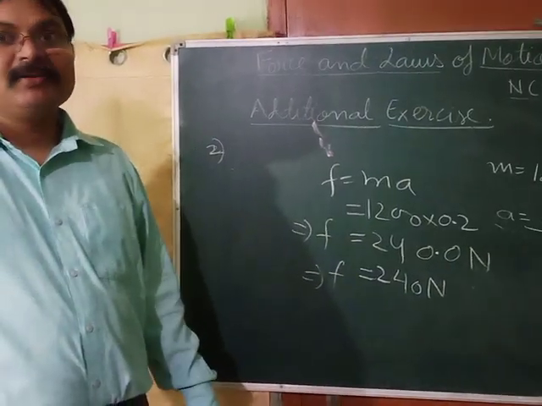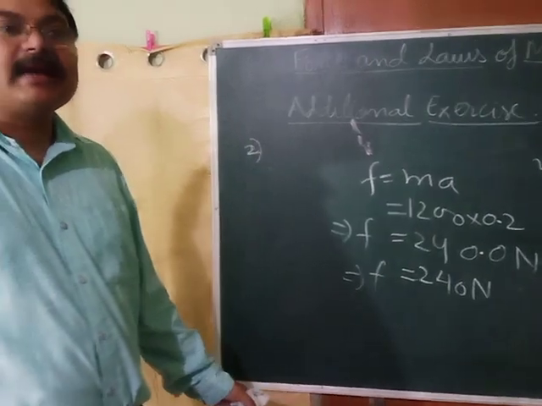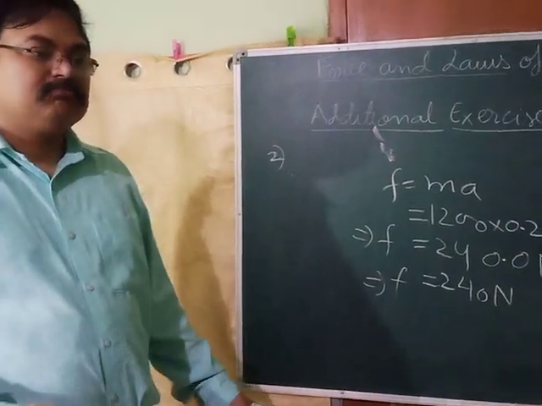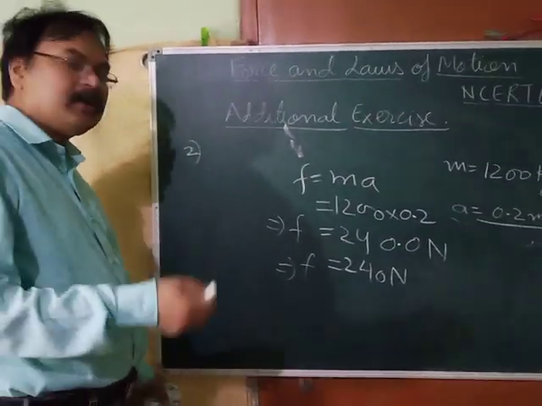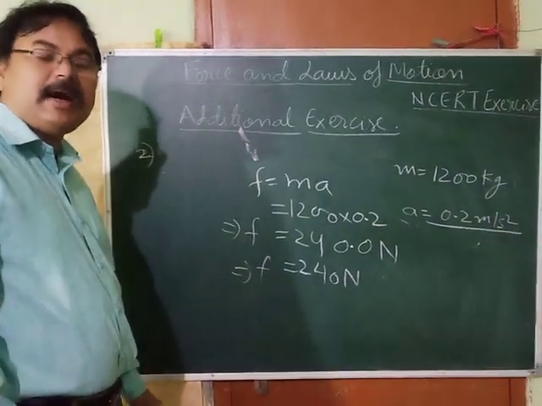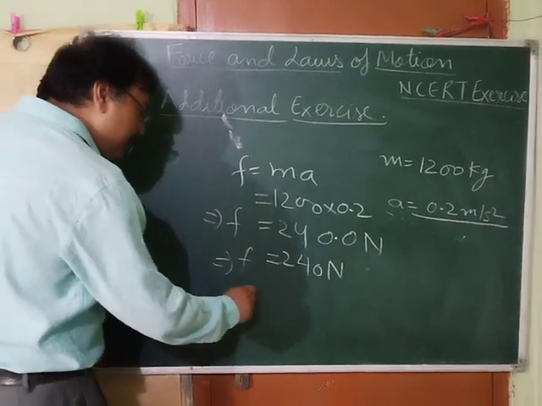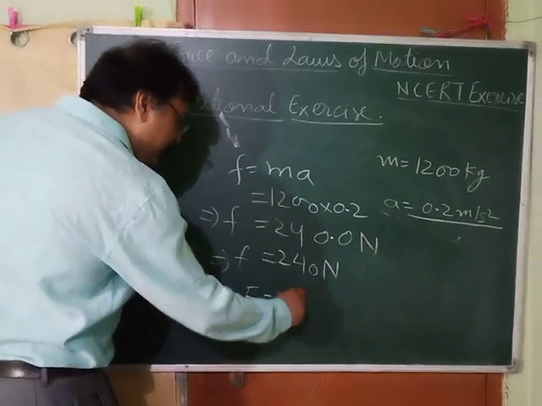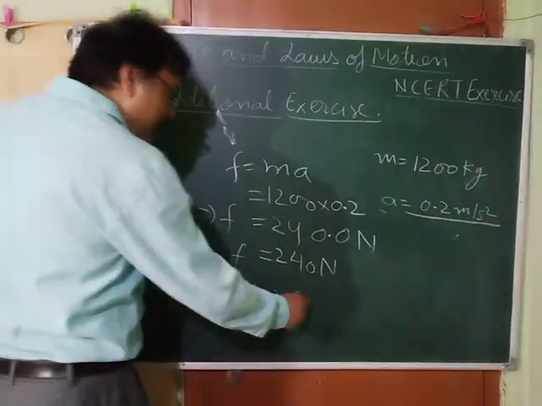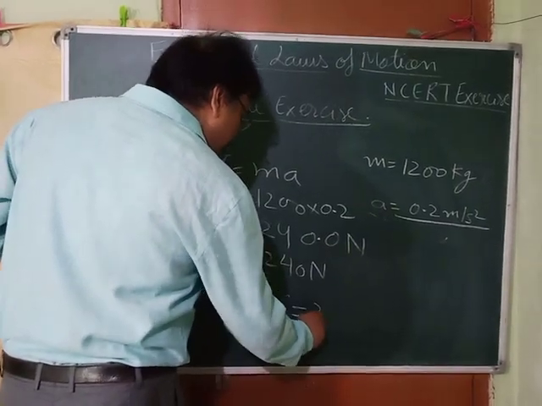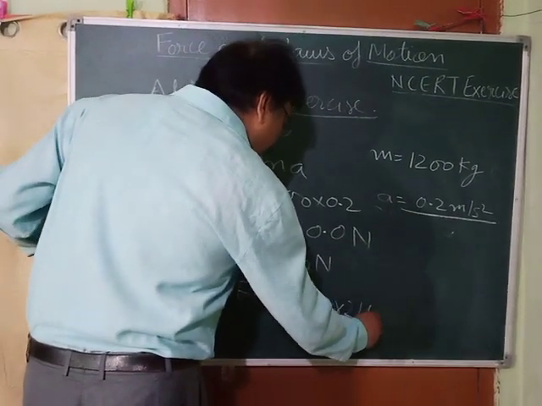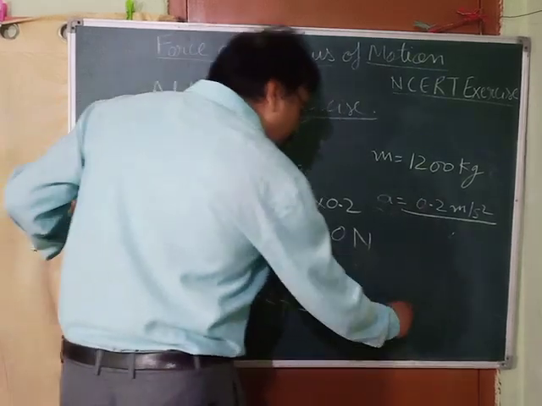Okay, if you want, what is the frictional force acting on the wheels of the motor car? That you can add in this. So can you find out the frictional force? Obviously frictional force was how much? It was 2f. So you can get the frictional force also if you want. 2 into 240 Newton. So what you will get? 480 Newton.